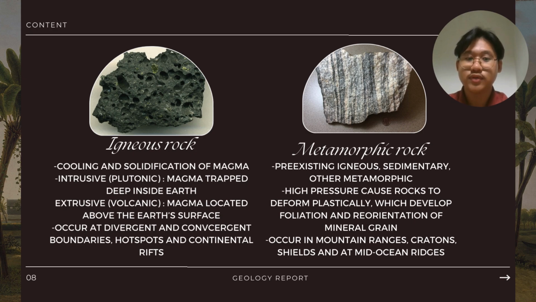Metamorphic rocks are produced from pre-existing igneous, sedimentary, or other metamorphic rocks by changes in temperature, pressure, or the action of hot mineral-rich fluids. In metamorphic rock formation, high pressure can cause rocks to deform plastically, leading to the development of foliation and reorientation of mineral grains. Metamorphic rocks commonly occur in mountain ranges, cratons, and shields, and at mid-ocean ridges and subduction zones due to hydrothermal and high-pressure, low-temperature conditions.